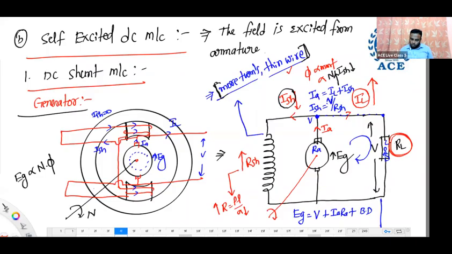Let's see some questions on this shunt. Then we go to conditions to build up voltage.